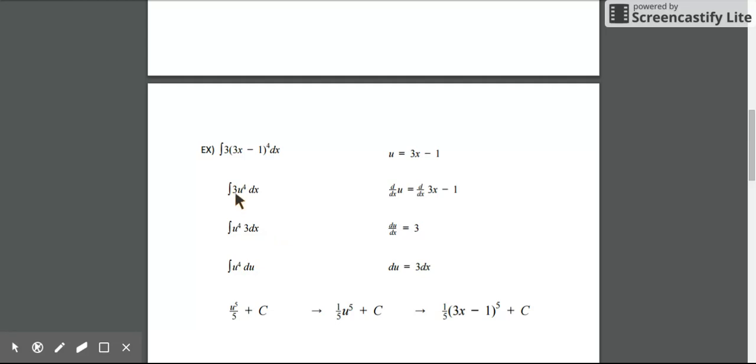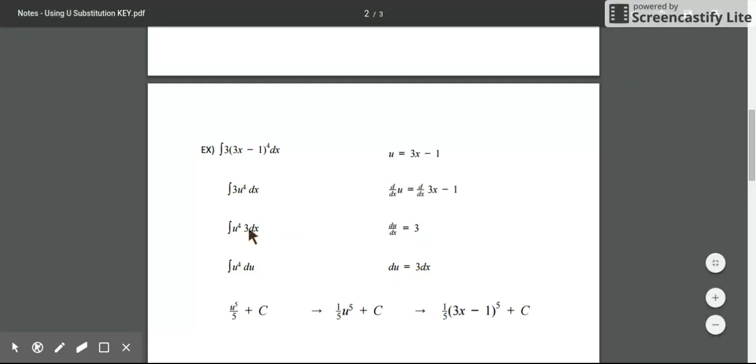So I have this 3. If I just move it to the backside, because it doesn't matter what order we multiply things in, I can visualize it a little better. I have 3 dx. Well, I can actually solve this for 3 dx. So if I multiply both sides by dx, then du is equal to 3 dx. So I can actually substitute 3 and dx for du. And that helps and simplifies everything.